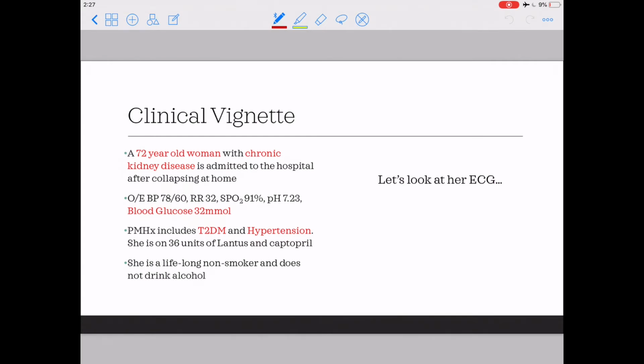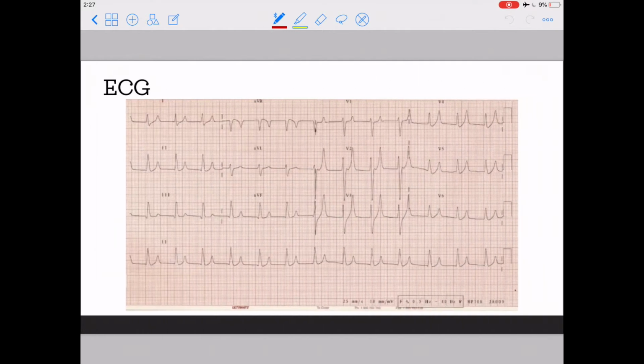Take a second to pause the video here and review the clinical vignette. Okay, let's look at her ECG now. We'll be using the 6-step method to interpret the ECG.